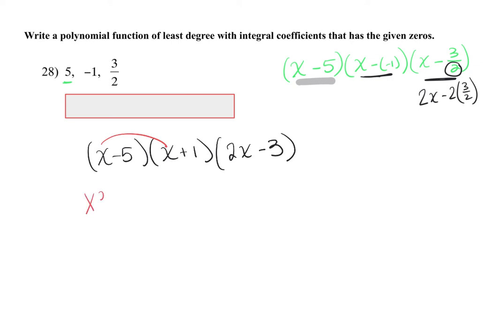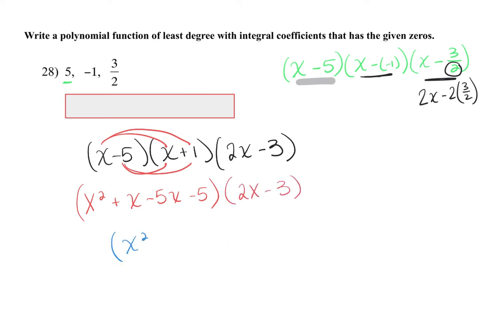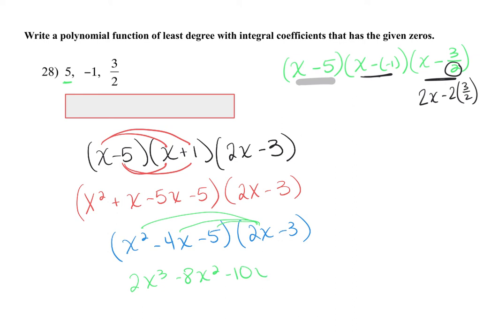X times x is x squared. X times 1 is 1x. Negative 5 times x, negative 5 times 1. Simplify this before you FOIL again. And then just distribute again. I'm going to do the smaller to the larger. So 2x times x squared, 2x times negative 4x, 2x times negative 5, and then distribute your negative 3. Negative 3x squared, positive 12x, positive 15.